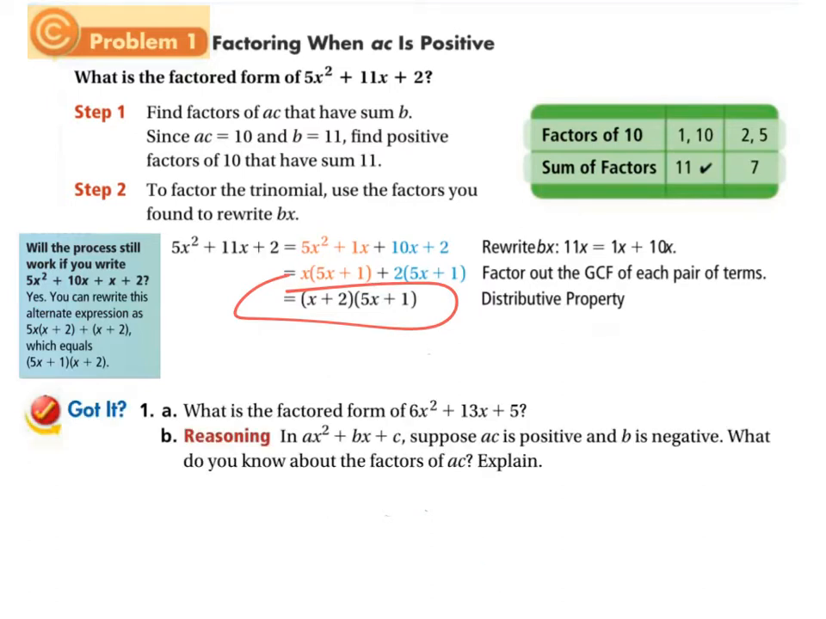What's the factored form of 6x squared plus 13x plus 5? And then the question is, just for reasoning, you're going to first do that and see what you get there, and then you can think about this. If in ax squared plus bx plus c, suppose ac was positive, this times this gave you a positive number, but b was negative. What do you know about the factors of ac? Hopefully you'll understand what to do there.